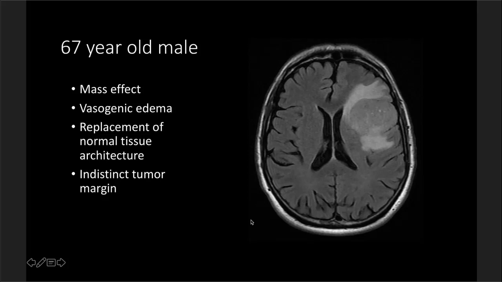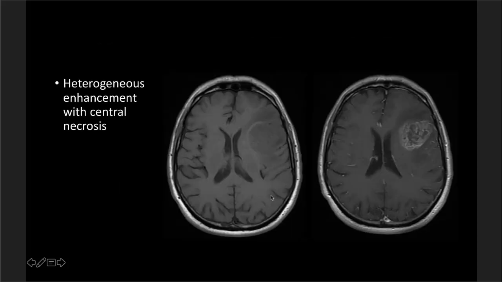On the pre and post contrast images, you can see there's definitely enhancement in this tumor. So very bright on the post contrast image, and it's heterogeneous enhancement. On the periphery, we have more enhancement, and centrally we have these areas of no enhancement that represent necrosis within the tumor. This pattern of enhancement should make you think about a higher grade glioma.